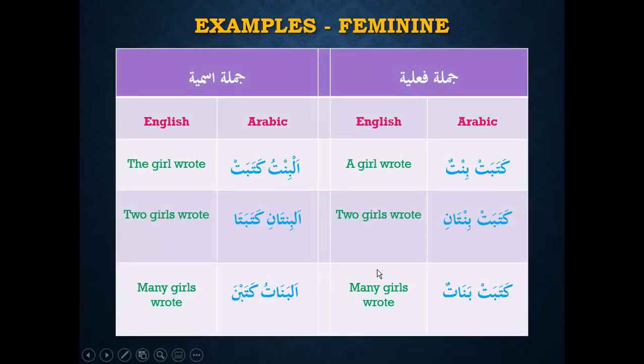It should correspond. Another for feminine: katabat bintun, a girl wrote. Katabat bintani, two girls wrote. Katabat remains katabat. Only the ta of femininity has been added. Otherwise, it's singular, the same. Katabat banat, the daughters wrote, many girls wrote. If you want to make a jumla ismiya, you bring the mubtada' in the ma'rifa state with al. So you say, al-bintu katabat. Al-bintani katabata. Al-banatu katabna. Okay? So you just correspond.